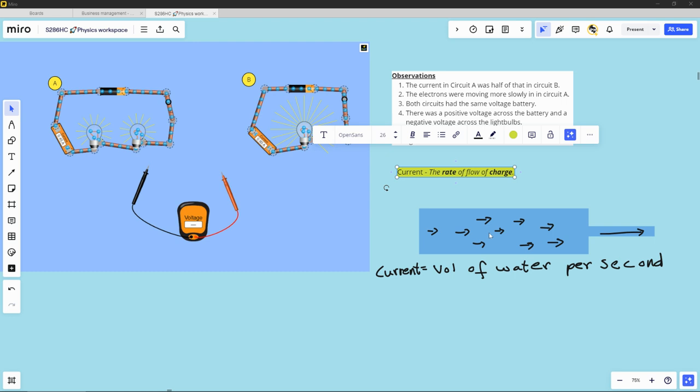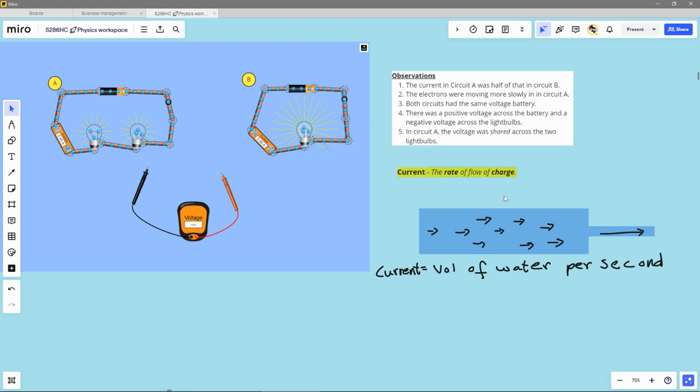So basically, current is the rate of flow of charge, as opposed to the speed at which the electrons are moving. If the electrons are moving faster, then the current is going to increase, but that's not the only way of increasing the current. You could just have more electrons moving at any one time. And also it doesn't need to be electrons; it just needs to be anything that has a charge, but most of the time it's electrons.